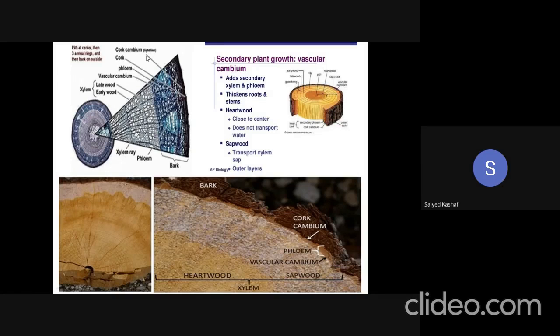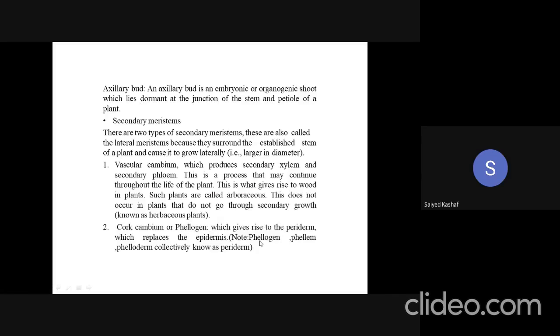The outer surface of the cork cambium is known as phellem, and the inner surface of the cork cambium is known as phelloderm, and cork cambium itself is known as phellogen. So this phellogen, phellem and phelloderm are collectively known as periderm, right?